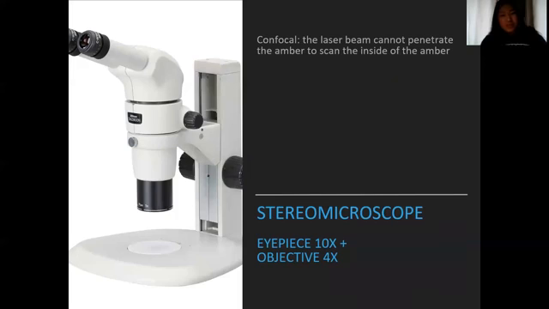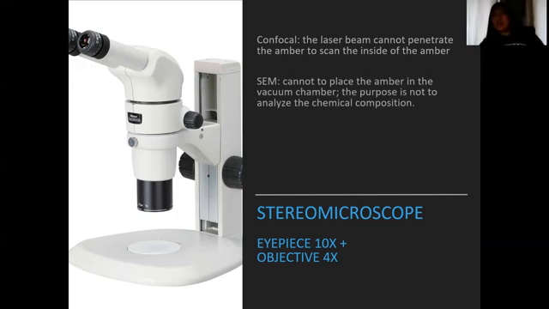So basically that means we're out of luck with the confocal microscope. What we have left is the SEM and the PLM. Well, the problem with the SEM is basically I can't really place the object on the actual little stamp. If you remember, the SEM is the one we use for GSR. I can't really do that. It's just not going to fit on a stamp. It's not going to be able to fit into the vacuum chamber. Also, the purpose for me is not to analyze what exactly is the chemical composition of the amber. I just want to see what's inside.